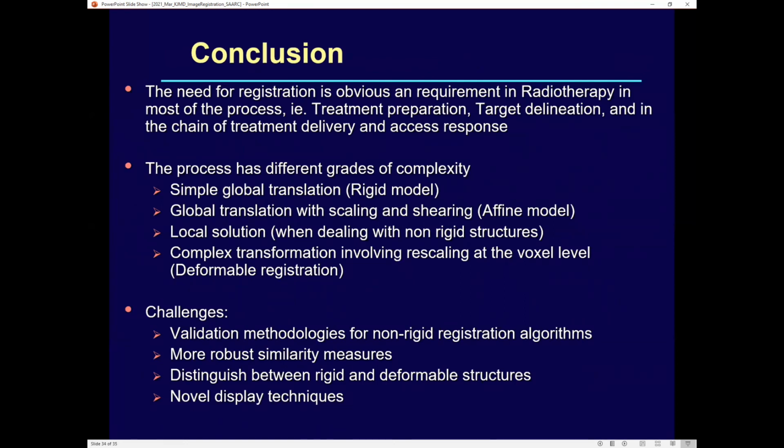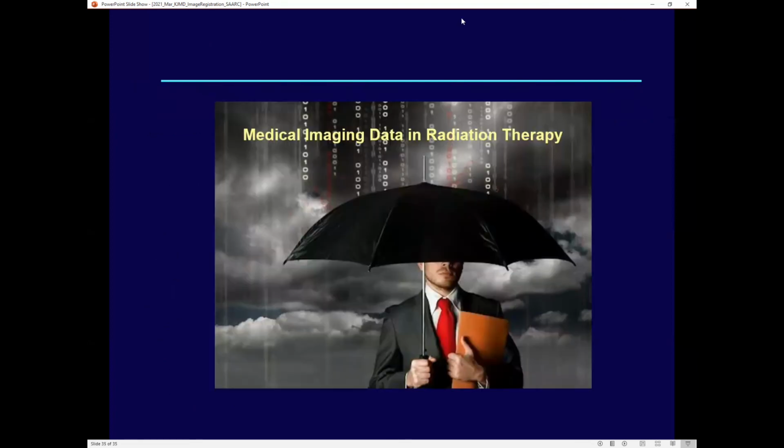So I would like to conclude that the need for registration is obvious and a requirement in radiation therapy for most of our processes, from treatment preparation and target delineation, and also used in the entire chain of treatment delivery and verification, as well as tumor response monitoring. The processes could range from a simple global transformation to a local solution of a deformable registration to a complex transformation involving voxel-to-voxel deformation. What are the challenges? Validation methodologies for non-rigid registration algorithms. We need more robust similarity measures. We also need to distinguish where we need to do rigid and where we need to apply deformable registration. Also, there is a need for novel display techniques for evaluating the deformable registration. Thank you.